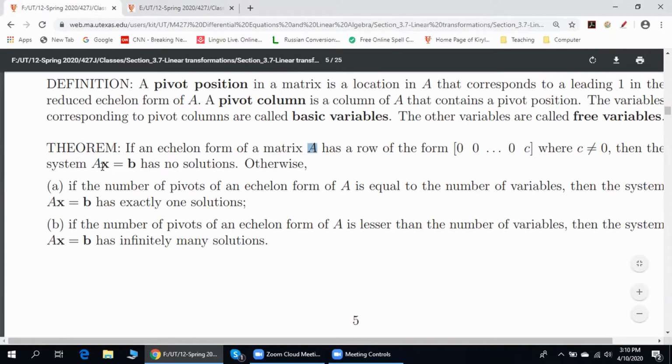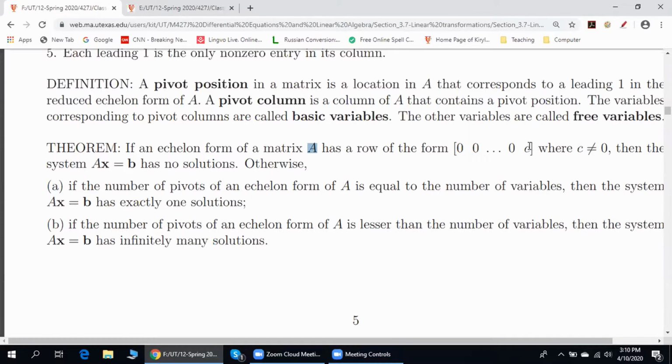So consider the following system: AX is equal to B. If we apply elementary row operations to A and obtain a row of the form 0, 0, 0, and so on, non-zero. Oh, by the way, guys, I made a misprint. Here, instead of matrix A, it should be the augmented matrix A, and then the last column should be B. I will update it. So, if we apply elementary row operations to the matrix AB, and we have a row of the form 0, 0, 0, non-zero, then this system has no solutions.